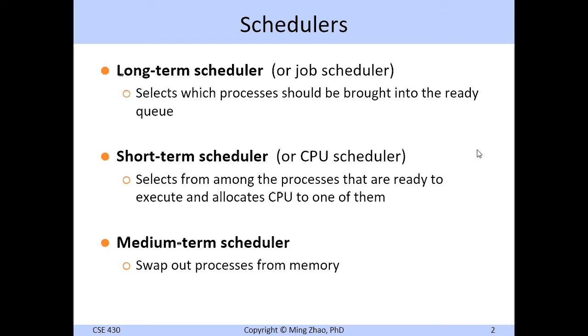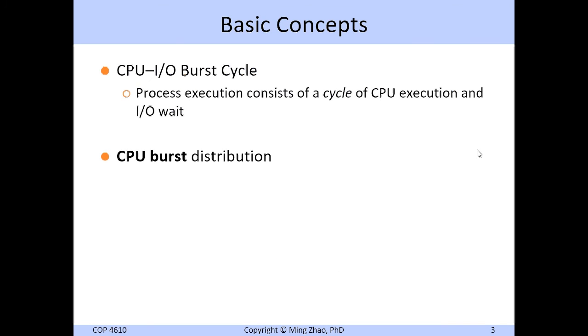Now let's focus on the short-term scheduler, aka the CPU scheduler. That's the main topic of chapter 6. Just remember, it selects from the processes that are in the ready queue and allocates CPU to one of them. Let's start with some basic concepts first. We talked about this before: any process has a repeated pattern of CPU burst and I/O burst. Process execution consists of a cycle of CPU execution and I/O wait. Most typical processes follow this repeated pattern.